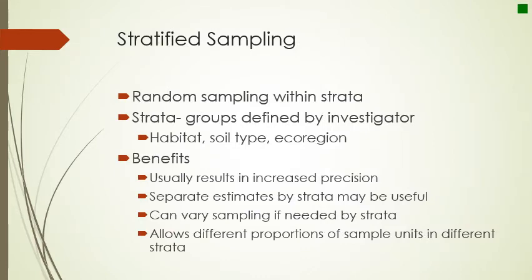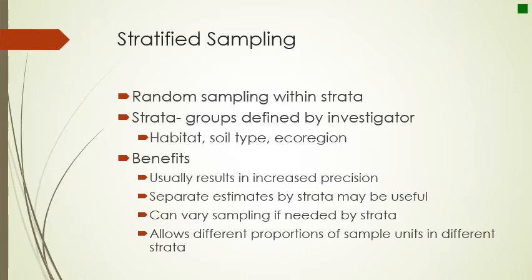So let's talk about another commonly used type of sampling in environmental studies, and that's referred to as stratified sampling. In stratified sampling, what you do is randomly sample within strata. What are strata? It's groups of the population as defined by the investigator. So it may be habitat type, it might be soil type, it may be ecoregion. Whatever factors in the environment you feel may influence the variable that you're measuring.